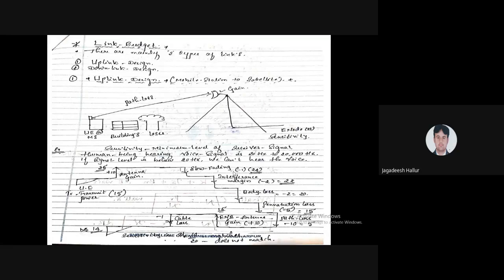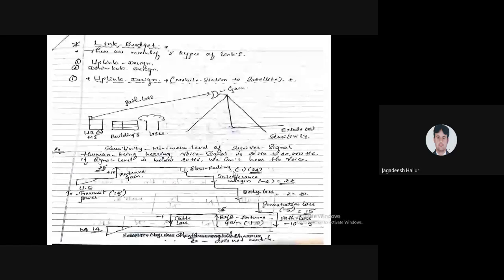One more loss is interference margin. Interference margin is nothing but what? When two signals interfere with each other, that is called interference. It is going to create a disturbance in the signal. That is -2, so you have to consider -2. That becomes 22.